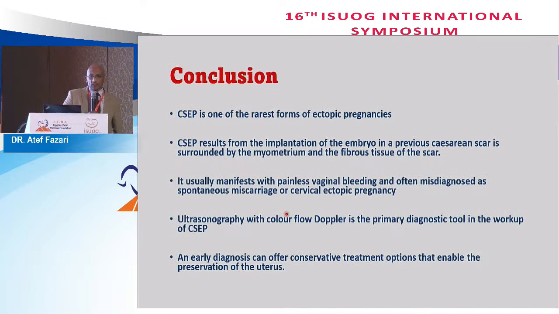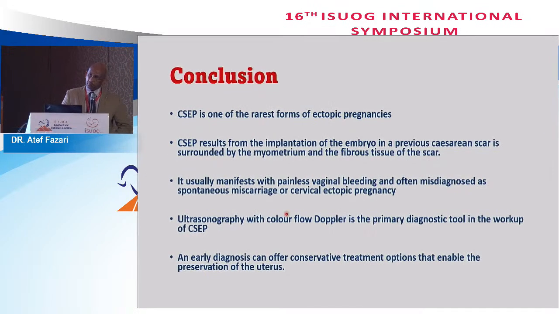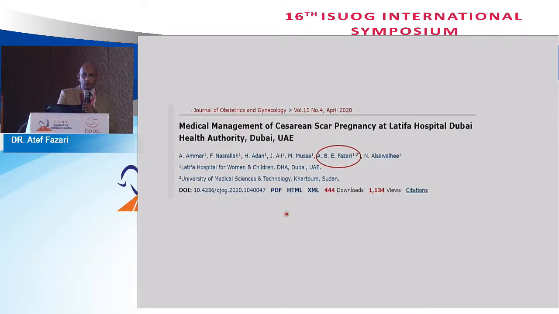In conclusion, scar pregnancy is a rare complication of previous scar and is still underdiagnosed in patients. Implantation of the embryo at the site of the scar, giving endogenic or exogenic type, usually has some vaginal bleeding but is otherwise asymptomatic. Ultrasound with Doppler and transvaginal ultrasound is very important and sensitive for diagnosis, so it should be the primary diagnostic tool. And early diagnosis might help in the proper management after the pregnancy. This is one of my published papers on the medical treatment of severe scar pregnancy, and this is my reference.